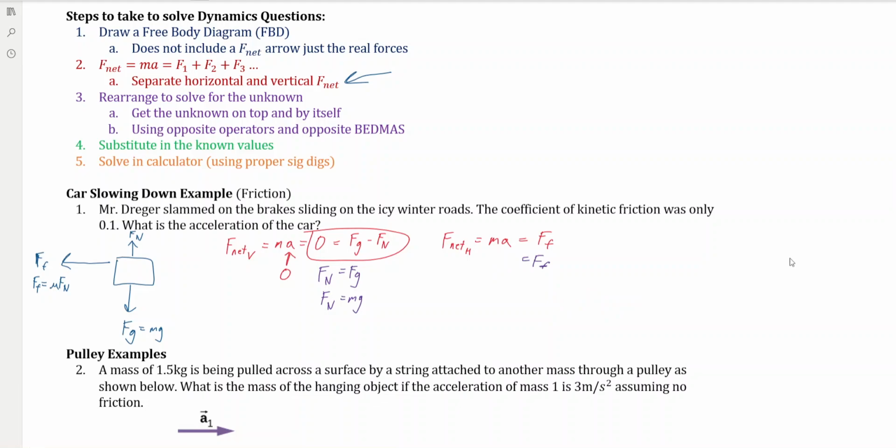So anyways, this is ma and this is mu Fn. Then we can say this is ma and this is mu mg. We want to solve for a, so we're going to divide by m on both sides. So it is mu times g.